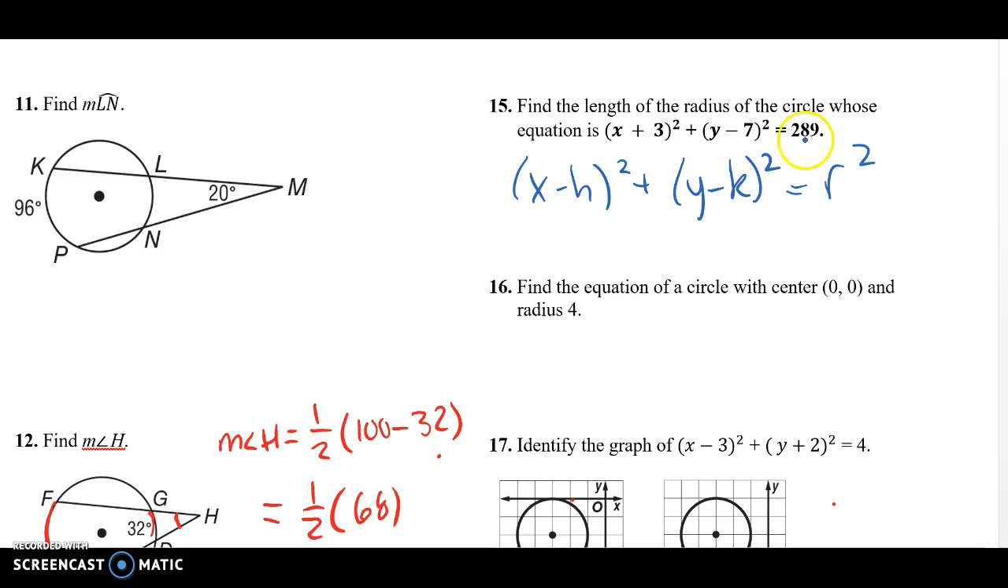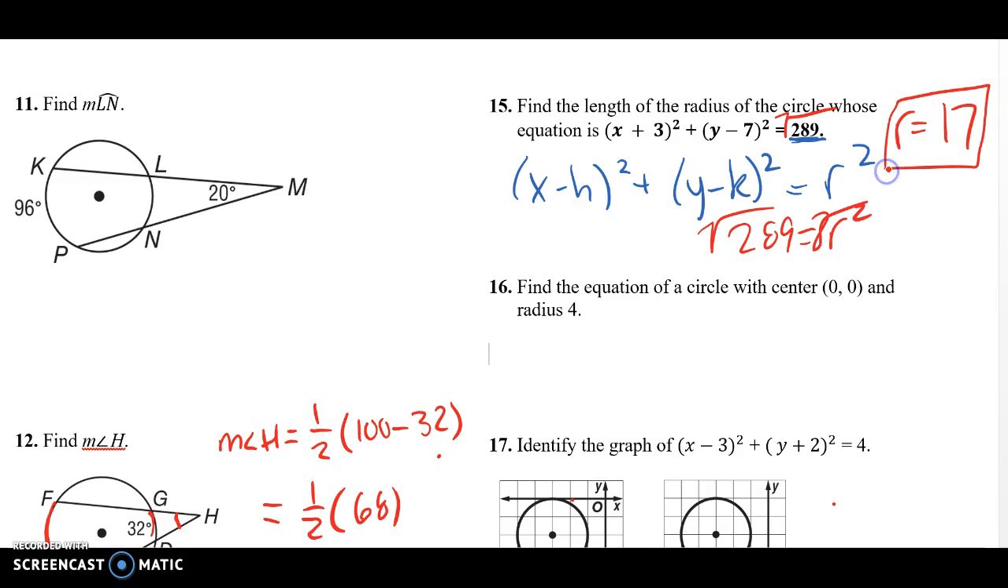So that means that 289, I'll go to a different color, 289 is equal to r². So if we wanted to find the radius, all we would have to do is take the square root of 289. Right? And we would find that our radius of this equation is 17. Okay? Good stuff, good stuff.